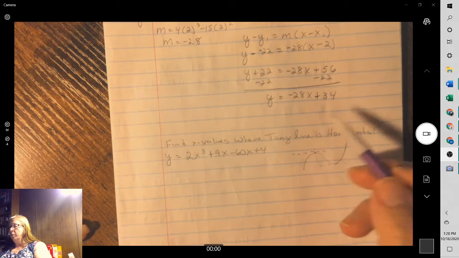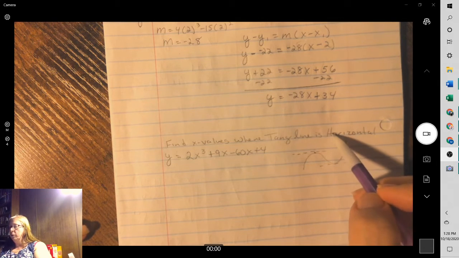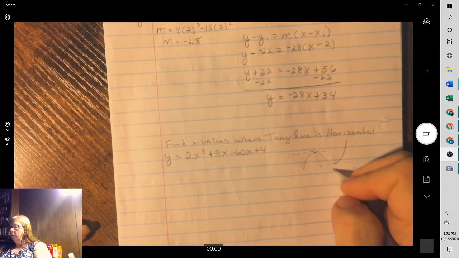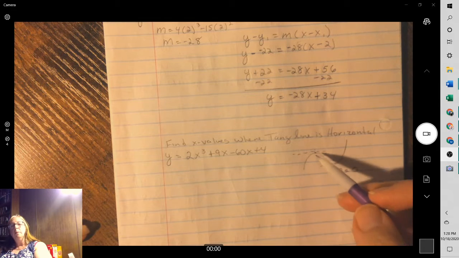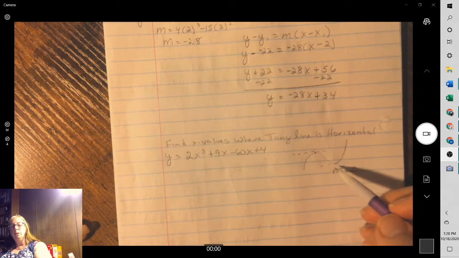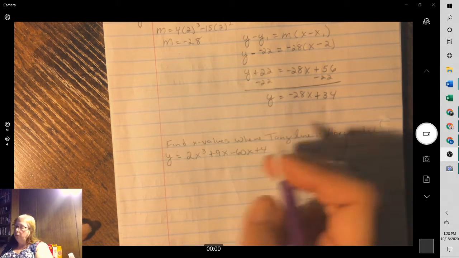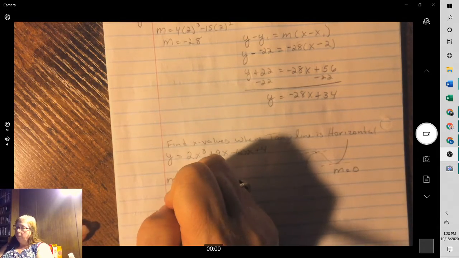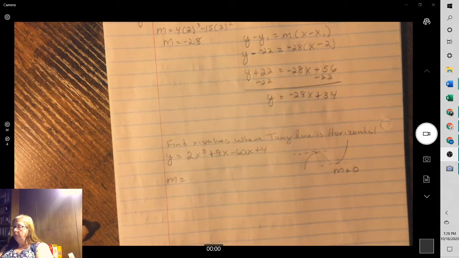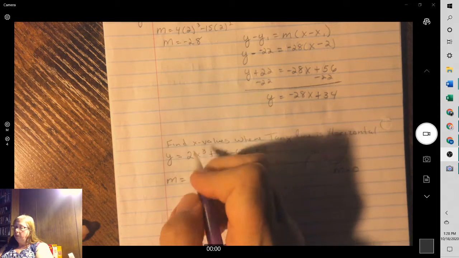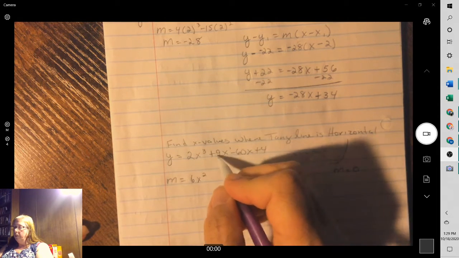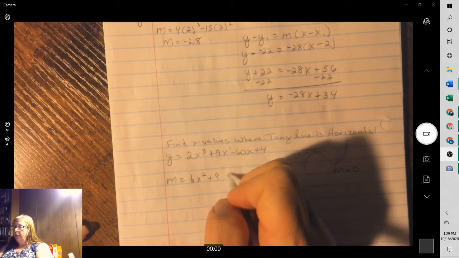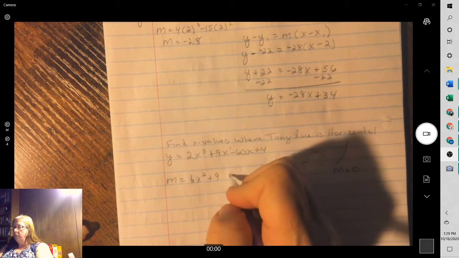If the line is horizontal, the slope is 0. So we want to take the derivative and set it equal to 0. Those x values are our highs and lows. So first we want to find the slope by taking the derivative. 6x squared. This is a 1, so it's plus 9. X to the 0 drops out.